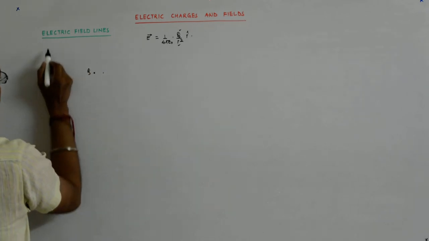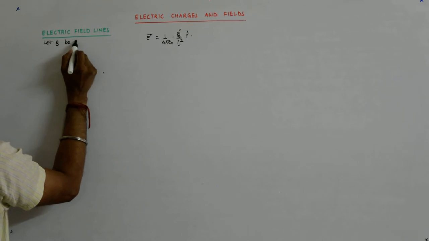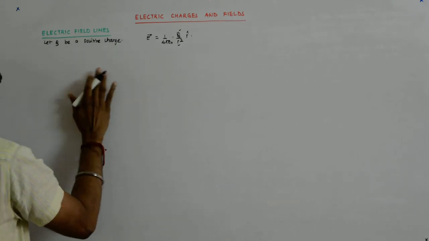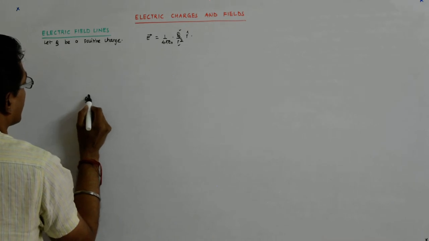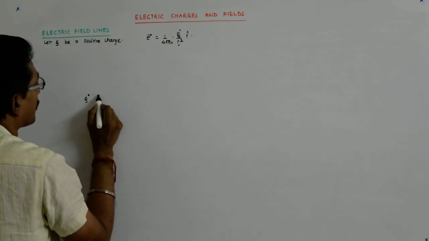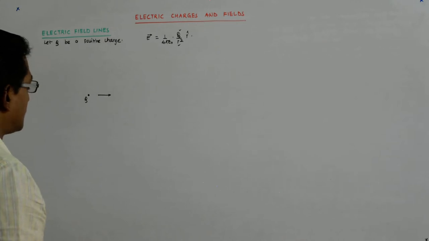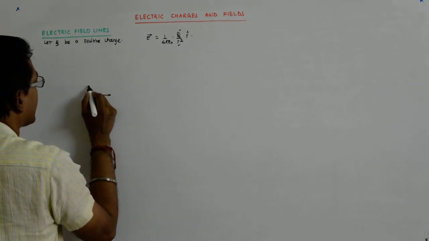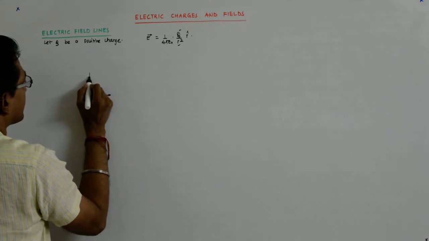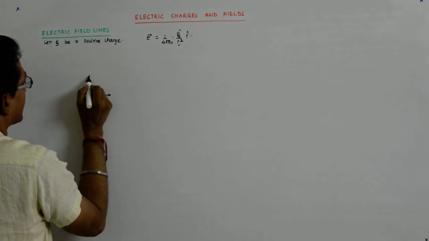Now let us say that Q is, let Q be a positive charge, I'll draw here. So this is Q. At this distance, there'll be some length of the vector. Okay? Let us say this. Now at the same length here, though the direction is different, the magnitude of the vector is the same. So it should be something like this.